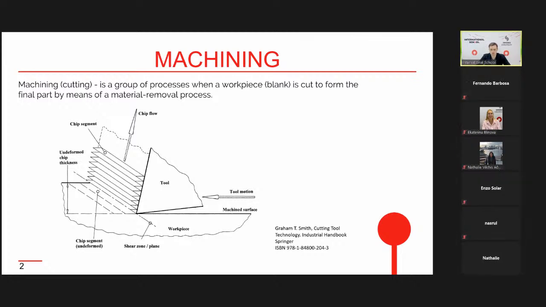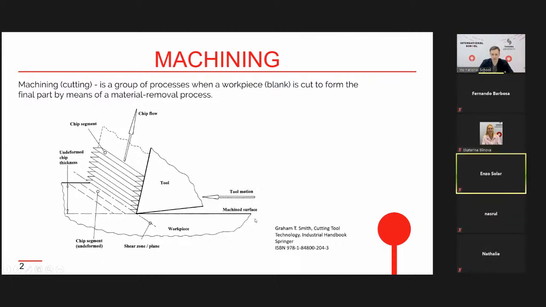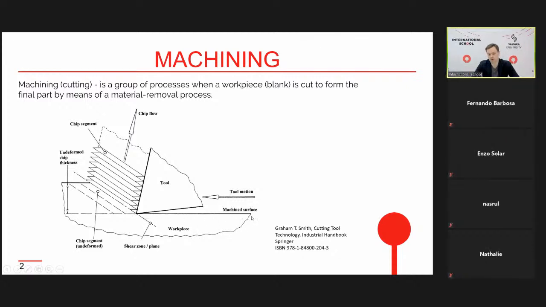So here you can see an example in the picture of a cutting process, where the workpiece at the bottom is machined by a cutting tool. You can see only the wedge, the cutting wedge of the tool, which cuts some layer of the surface and forms the final surface of the workpiece.